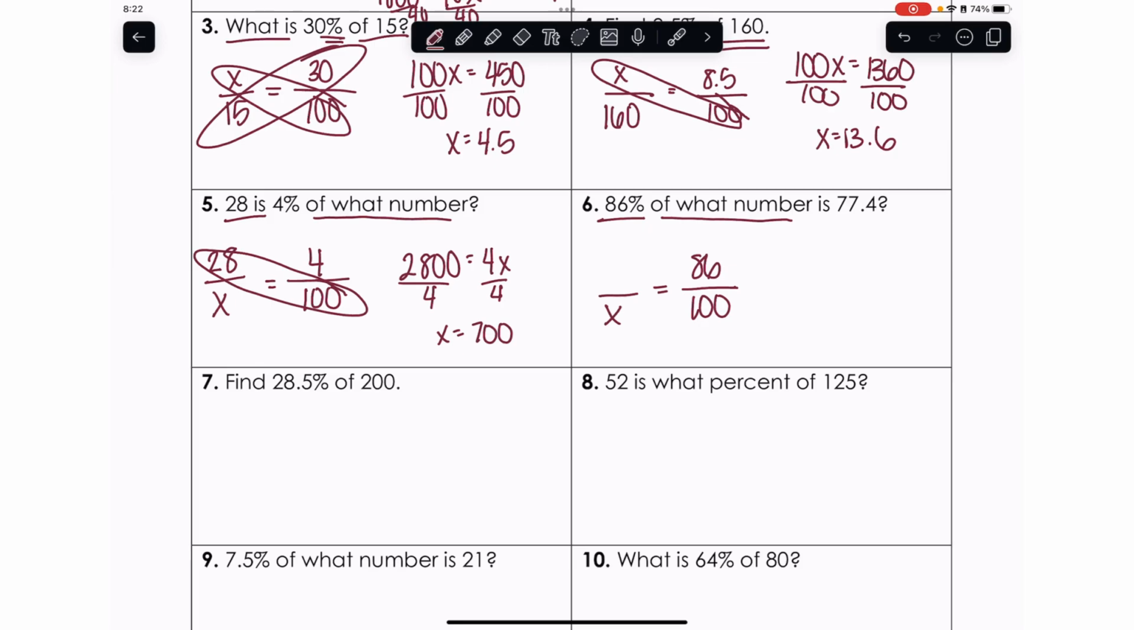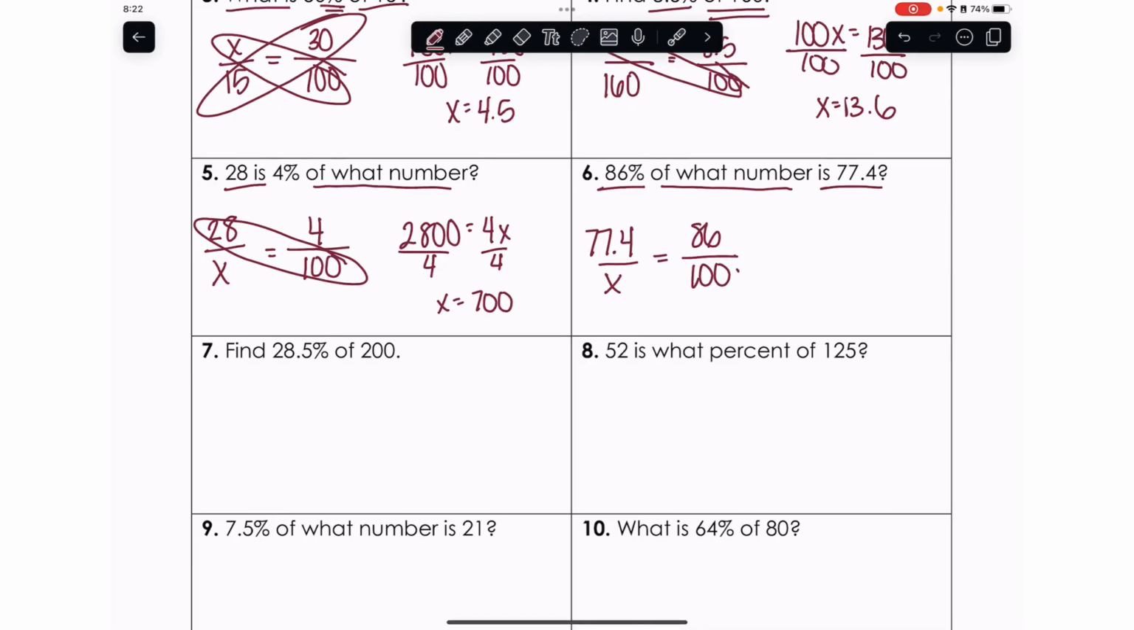Of what number? I don't know. And the of goes on the bottom. And then it tells me is 77.4. So I'm going to put the 77.4 on the top. Okay, so then when I cross multiply, I get 86x equals 100 times 77.4, which gives me 7740. And then I can divide by 86, and I get 90.